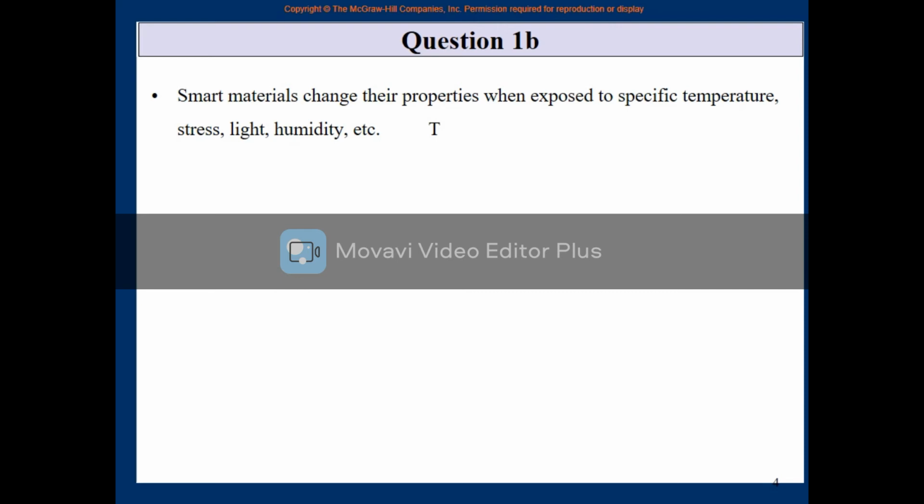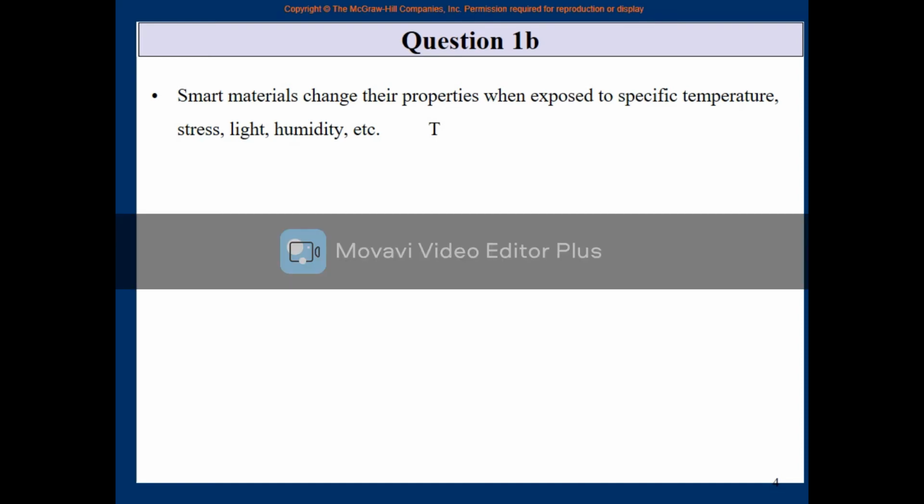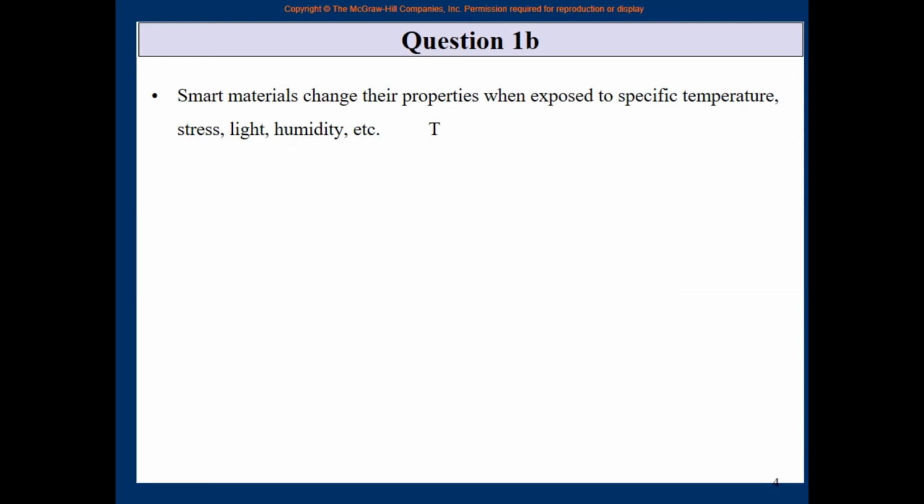Normally there is a material, there is a metal, and it has a certain yield strength, and that is it. So you apply load or you don't apply load, the yield strength remains the same. But if we have designed the material in such a way that when you go to a certain temperature, the material changes its properties, when you go to a certain stress, the material changes its properties, that is why you call it a smart material.